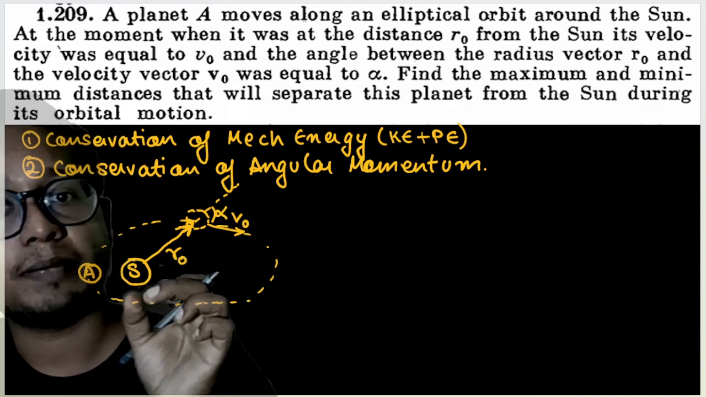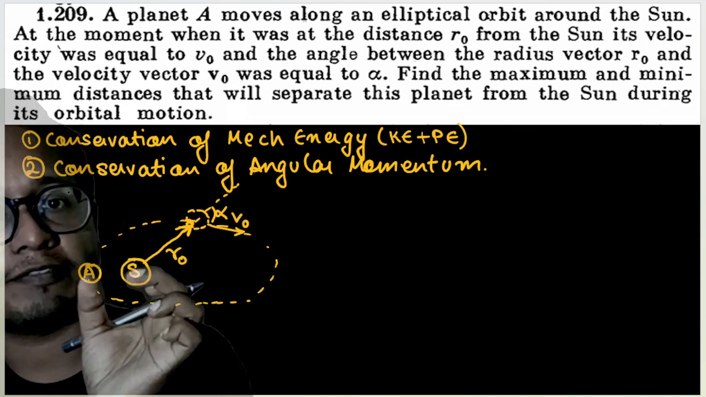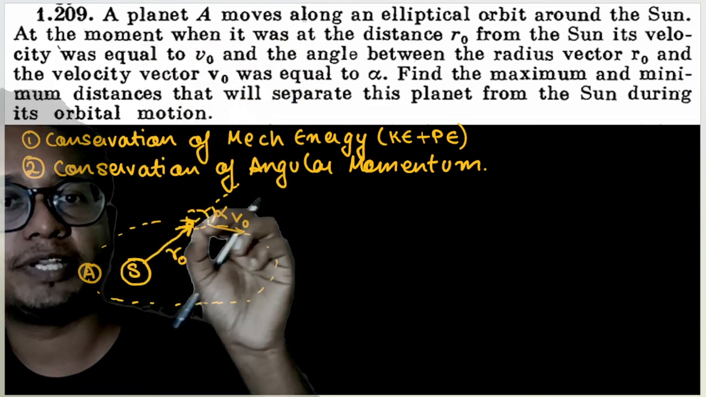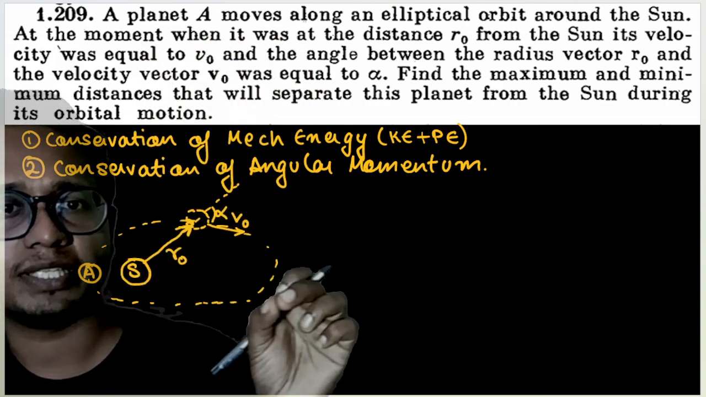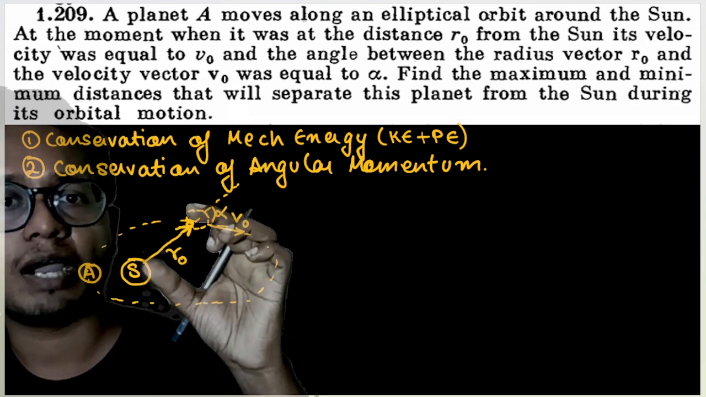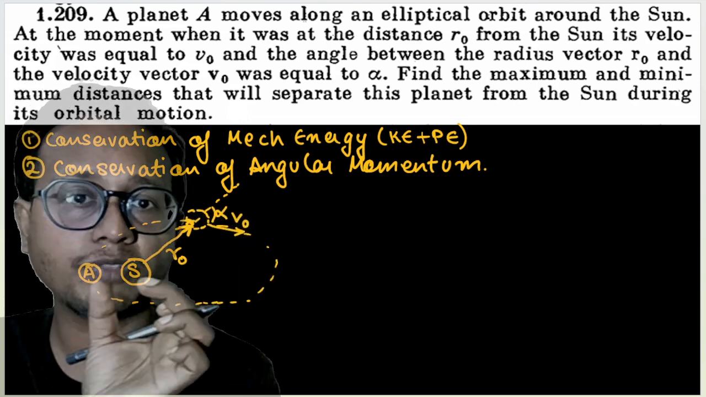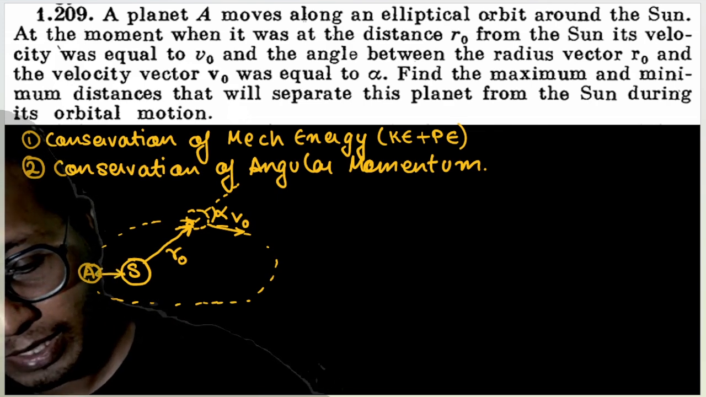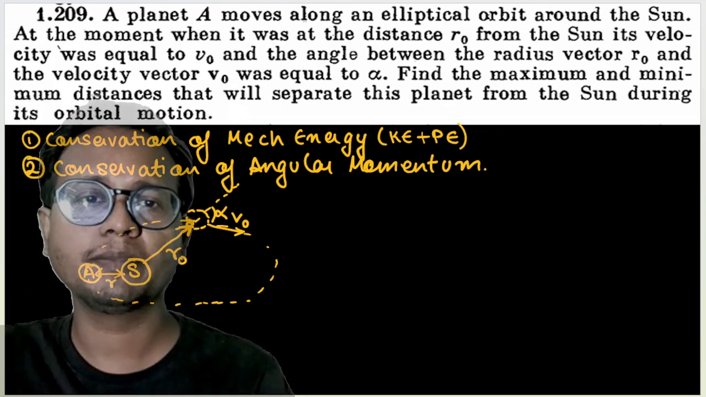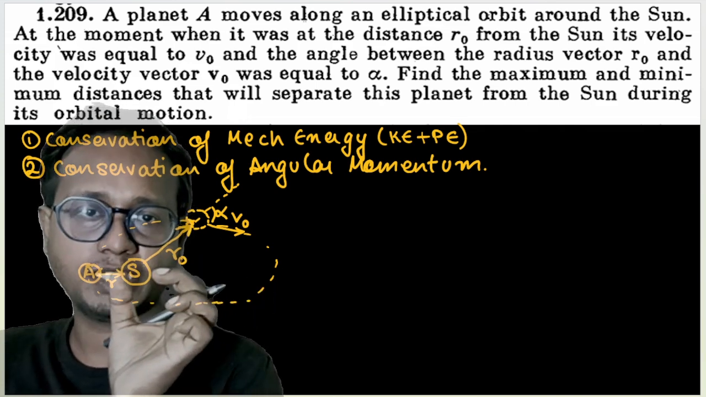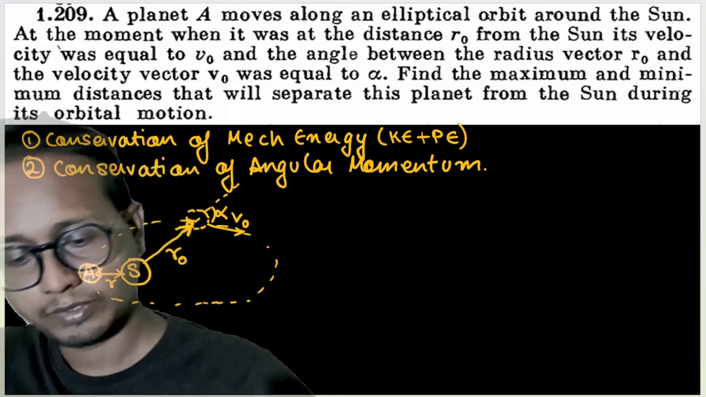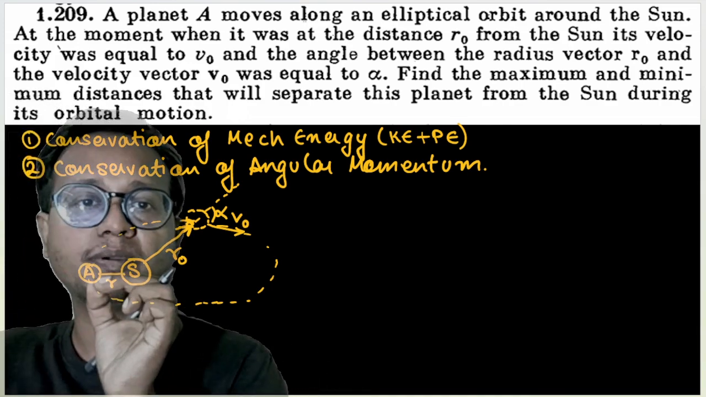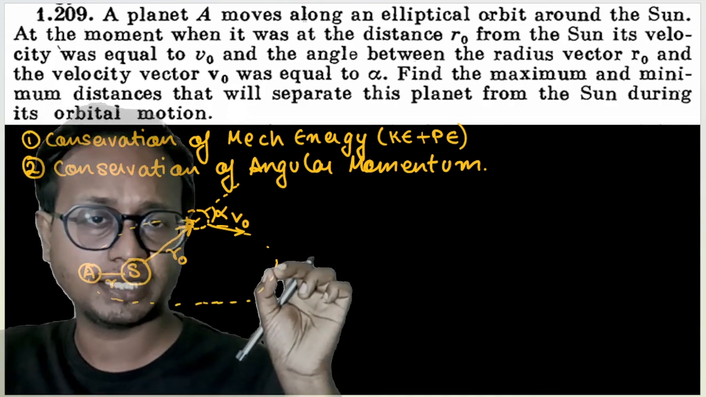What we have to find out is the minimum distance of the planet A from the Sun. In this elliptical orbit there will be many distances. Out here the distance is this much, out here the distance is this much. We have to find the minimum distance. Let's name this r. The minimum distance will always be at this point, and the maximum distance is always at this point.